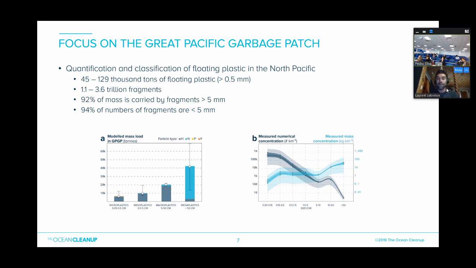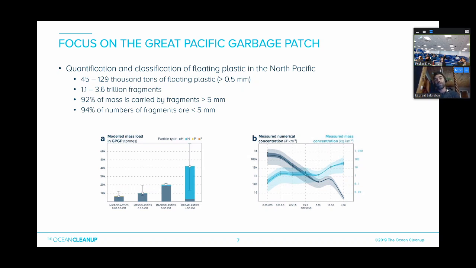Very important, define the size class. We're talking plastic that is bigger than 0.5 millimeter in size. And all the objects contain about 1.1 to 3.6 trillion fragments that were basically scattered in an area of 1.6 million square kilometers.